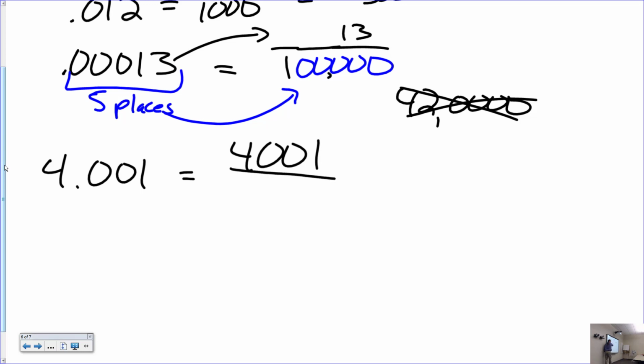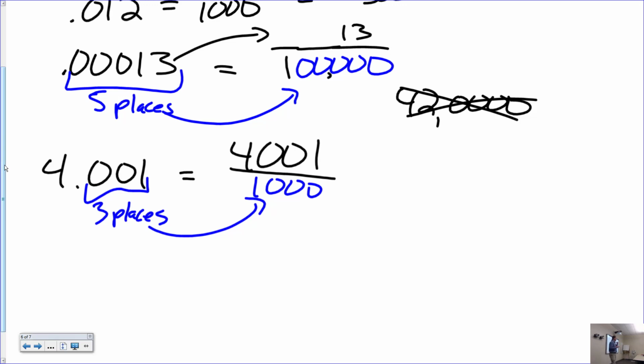How many decimal places do I have? 3. How many zeros should I have? 3. Same thing, right? That is the improper fraction. There's nothing wrong with improper as long as I don't specifically say which way I want it.